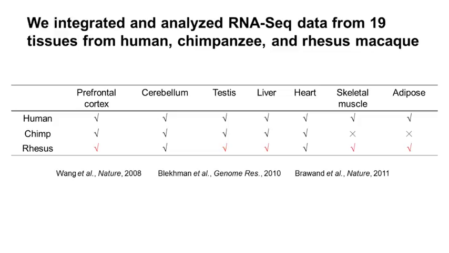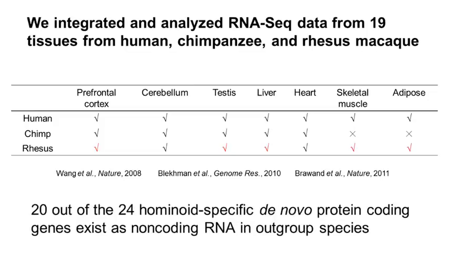To distinguish between these 2 alternatives, we integrated and analyzed RNA-Seq data from 19 tissues from human, chimpanzee, and rhesus monkeys. We found that 20 out of the 24 hominoid-specific de novo protein coding genes exist as non-coding RNA in outgroup species. So it seems that the majority of the de novo new genes originated from non-coding RNAs.